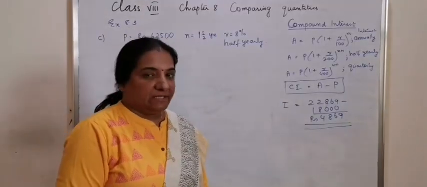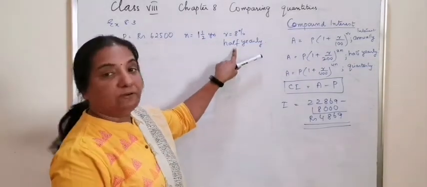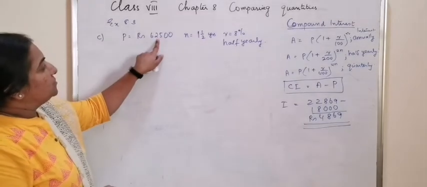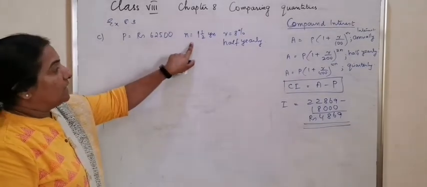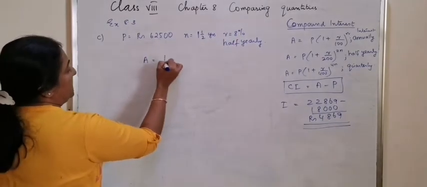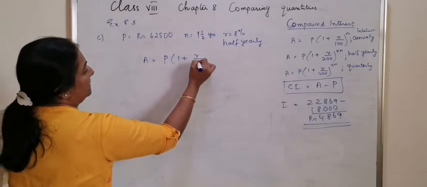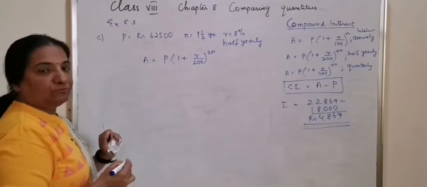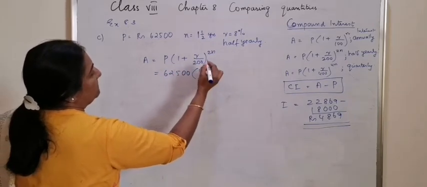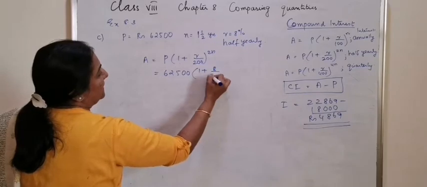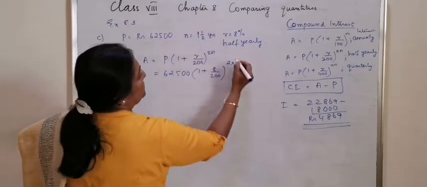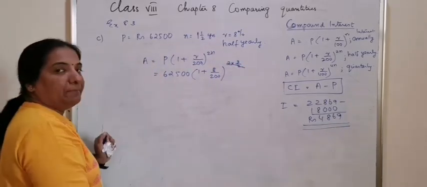The next pattern of calculation is to find the compound interest half yearly. Question number 1, C. The principal is given as 62,500, n is equal to 1.5 years, rate is equal to 8%, half yearly. So the formula is amount is equal to P into (1 plus R by 200) to the power of 2n, which is equal to 62,500 into (1 plus 8 by 200) to the power of 2n, 2 into 1.5, 3, or it becomes double.